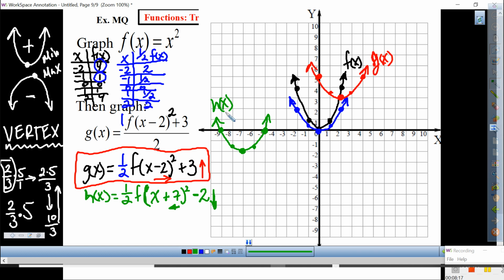Not bad, yes? Okay, let's do another one. So that was our green one, yes. Let's do, let's see. Let's do j of x. J of x equals 1/2 f of x minus 6 squared minus 7. All right, before you do the whole thing, tell your neighbor where it's going, please. The blue one, where are we moving the blue one now?